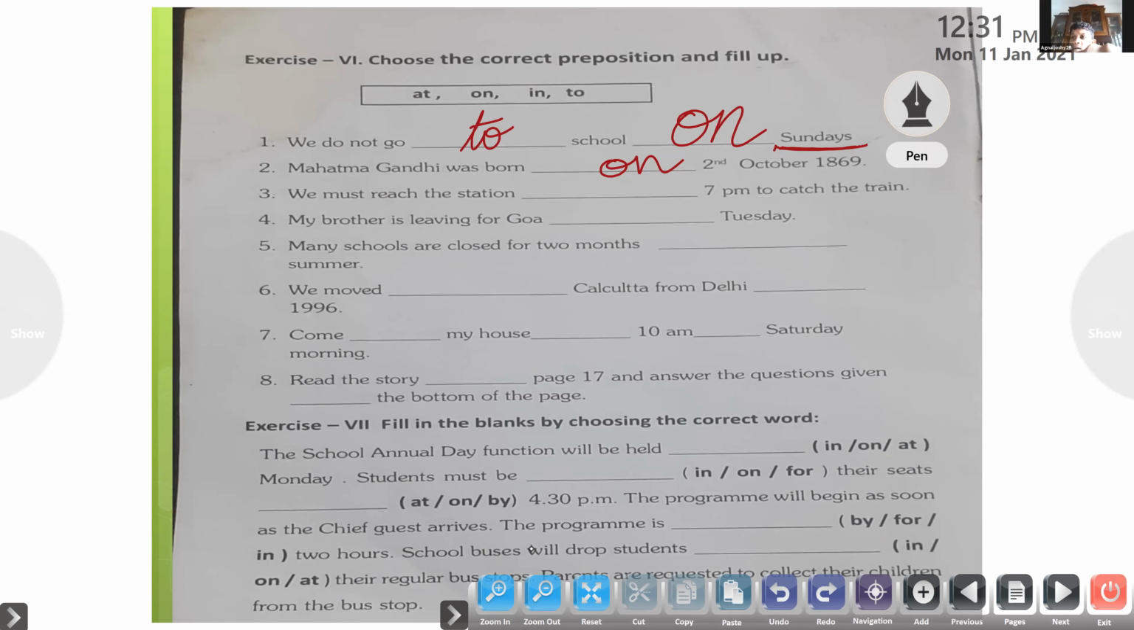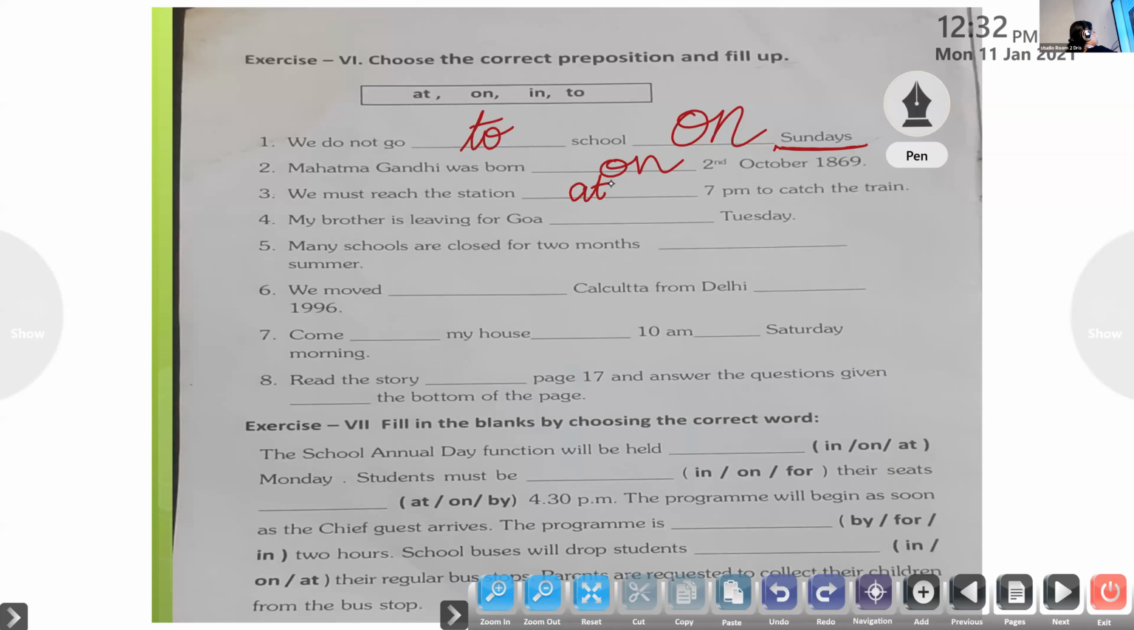Ma'am, it is 7 p.m. It says about the exact time. So which preposition do we have to use there? Is it at, on, in, or to? When we speak about the exact time, at. Okay. When we speak about the exact time, we use the preposition at. Is that clear to all of you?